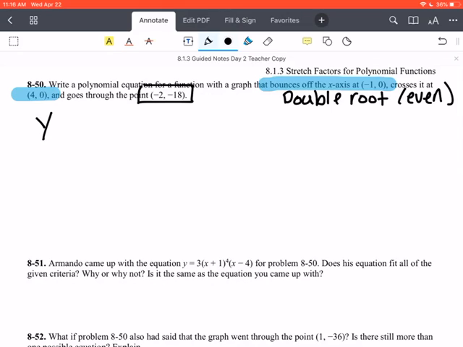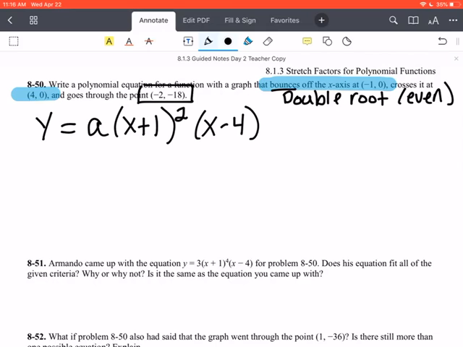So if we write our initial equation, we have y equals a. And then we are going to use our root of -1 to write (x plus 1), and we are going to square that because it bounces. And then we have (x minus 4). Opposite of 4 is -4. And now we're going to find a by inputting -18 for y and -2 for x.